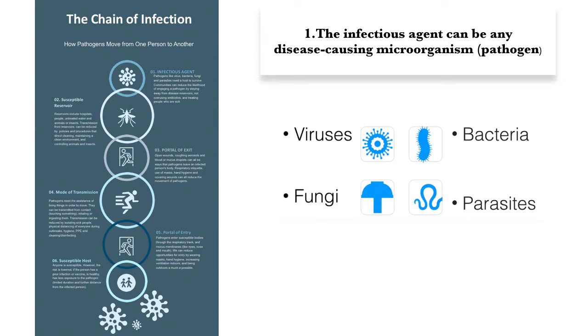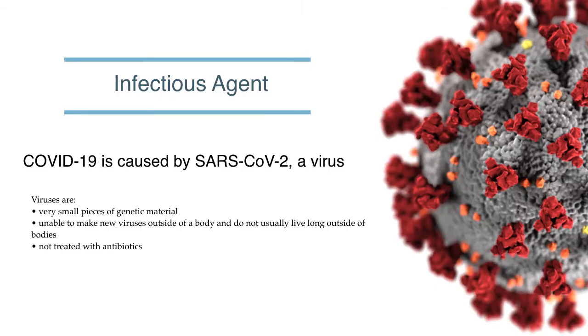So there's lots of different kinds of disease-causing microorganisms. So pathogens might be viruses or bacteria. They might be fungi or parasites. In the case of SARS-CoV-2, which is the virus that causes COVID-19, we are dealing with a virus that is a small piece of genetic material, essentially, just bits of protein pulled together. And that little ball of protein is actually not able to make any new viruses outside of a body. So they can't live on their own. And they're not things like bacteria that are treated with antibiotics. They're a different organism altogether that we need to consider.